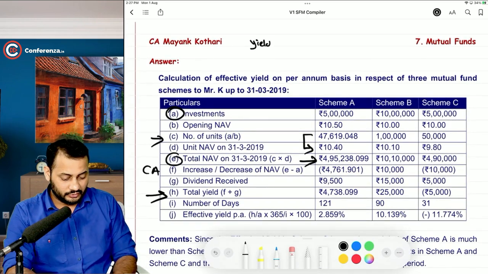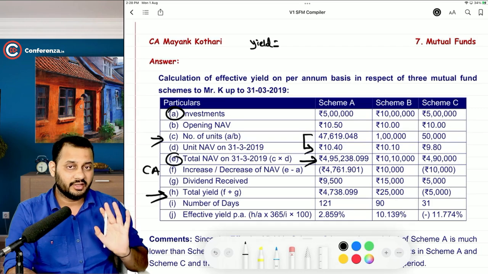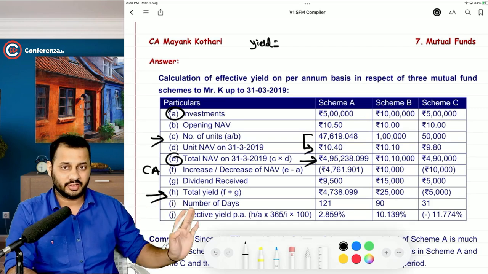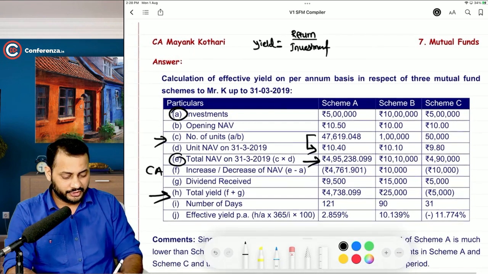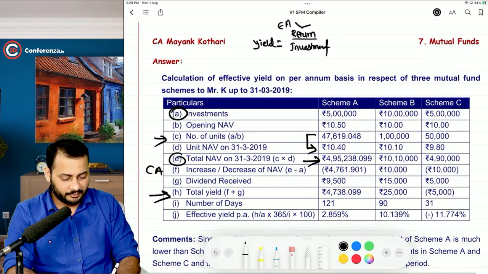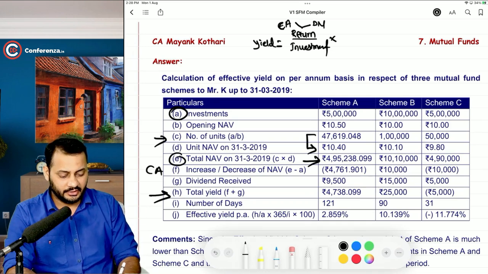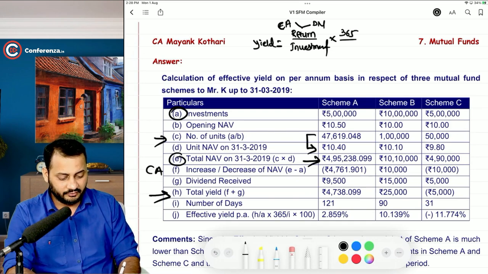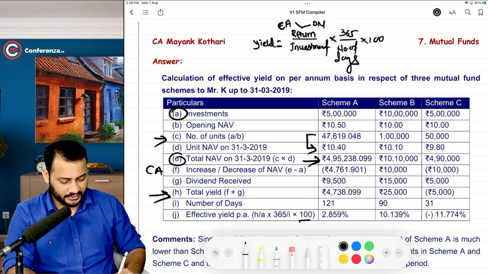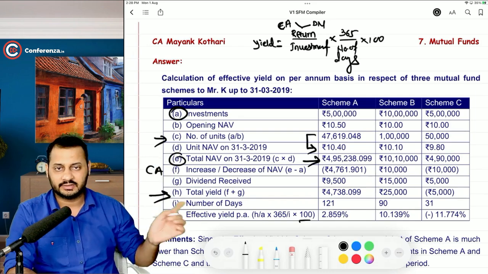There is no difficulty. Keep no difficulty in understanding the formula. Forget about whatever is written here. How to calculate the return? It's very simple, sir. Put all the types of return in the numerator and investment in the denominator. In our question, there are two types of return only: capital appreciation and dividend. Divided by investment, this is going to be the return for this number of days. So multiply it by 365 divided by the number of days for which you have held those units, and then multiply it by 100 to convert it into percentage. You get the answers.